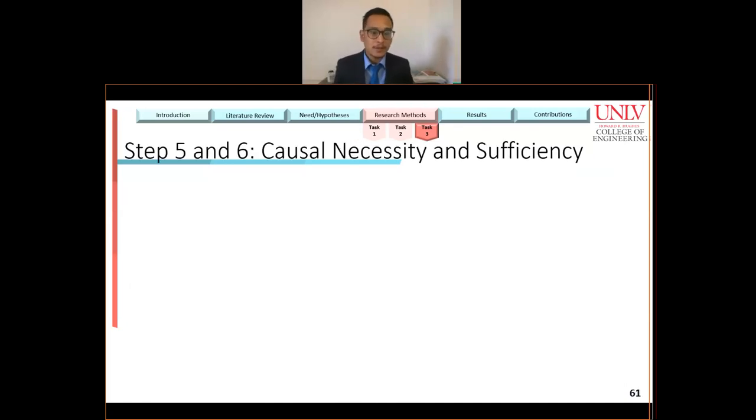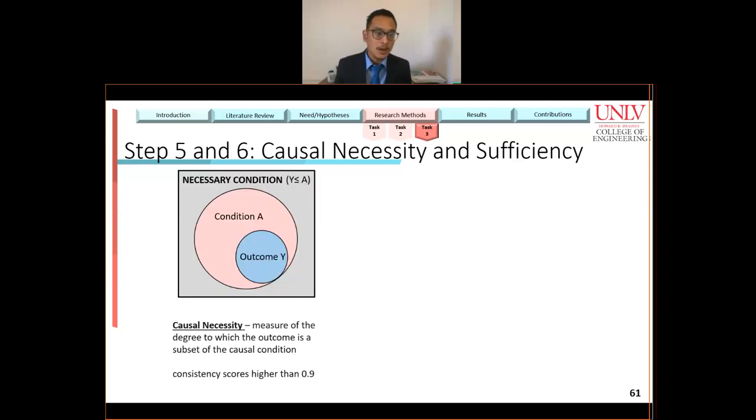The final two steps are analyzing the necessary conditions and the sufficient conditions. So these are the two analyses for QCA. Let's start with the necessary condition. Necessary condition is defined as the measure of the degree to which the outcome is a subset of the causal condition. You can see condition A and outcome Y in this figure.